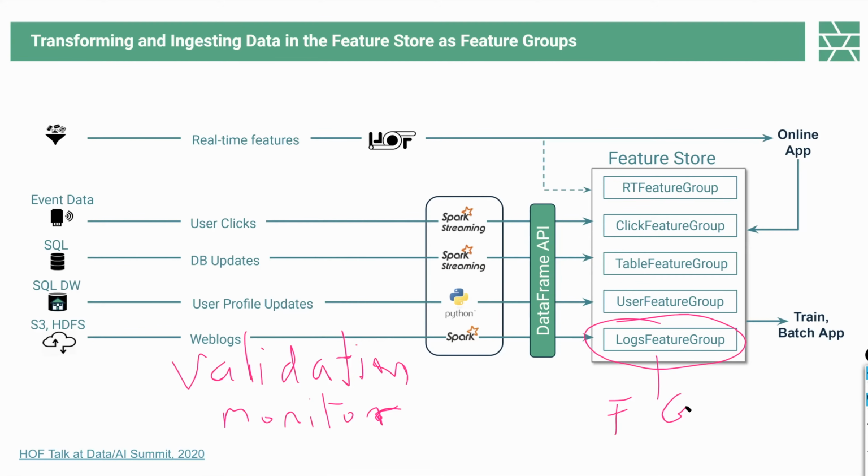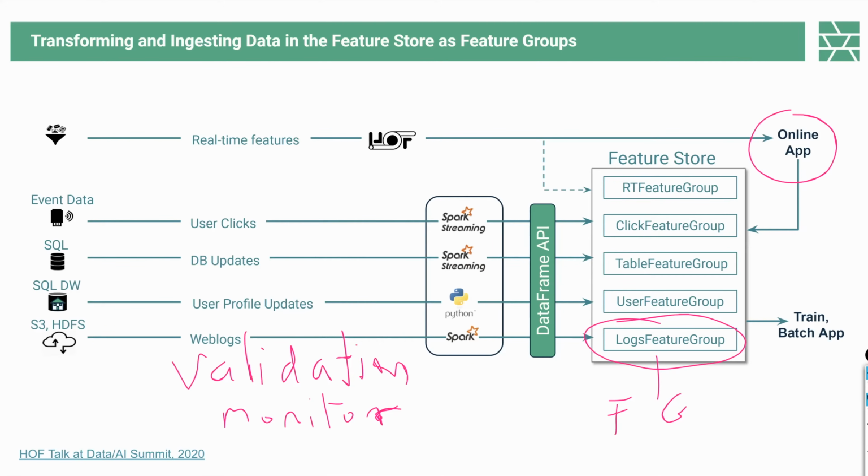And we can see the downstream uses of the feature store. We have our online applications that want to retrieve values from feature groups. They're going to retrieve what we call a feature vector, a row of features, and that row of features is appended to any real-time features that come in.